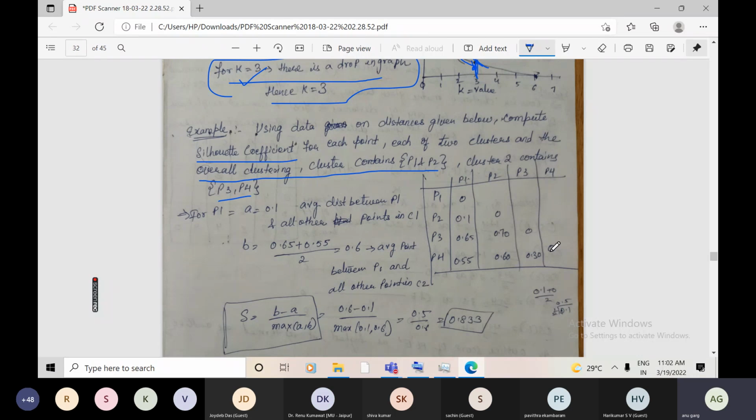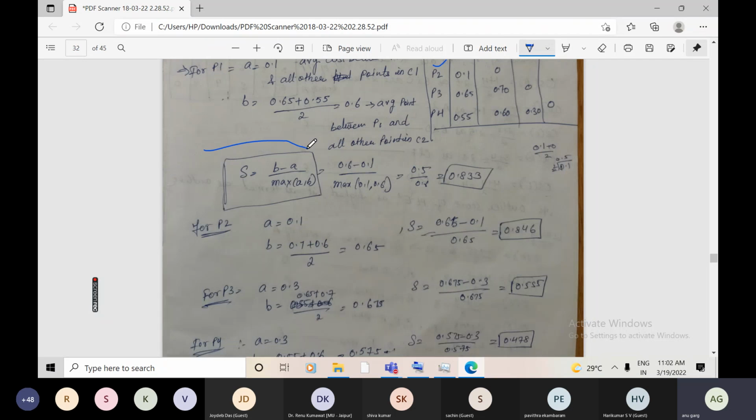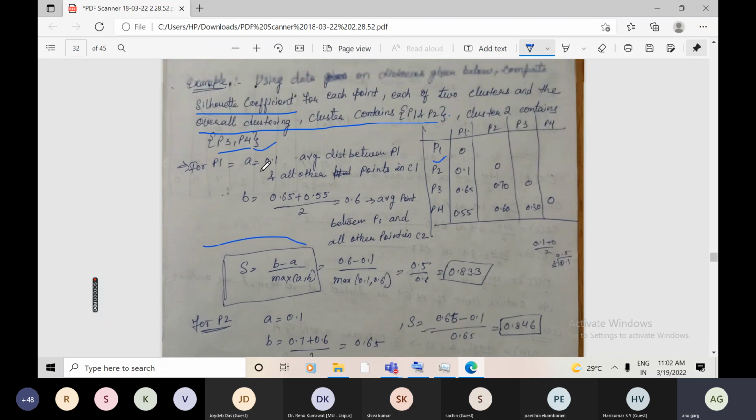See, this is the distance matrix again, P1, P2, P3. In order to calculate the Silhouette coefficient, from each point, how do you do it? They have given two clusters: P1, P2 is one cluster, and cluster 2 is P3, P4. Now for P1, you need to find out your A value and B value. This is the formula for the Silhouette coefficient. A is the average distance of point P1 and all other points in cluster C1.